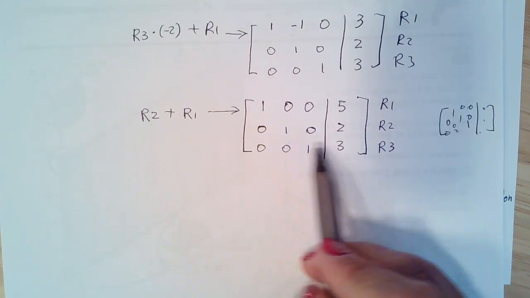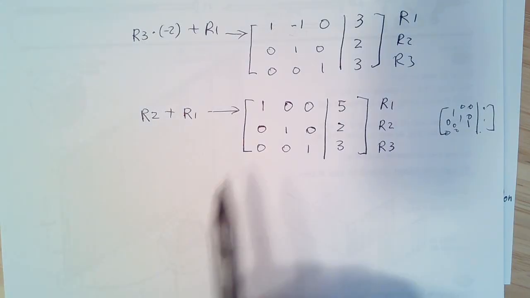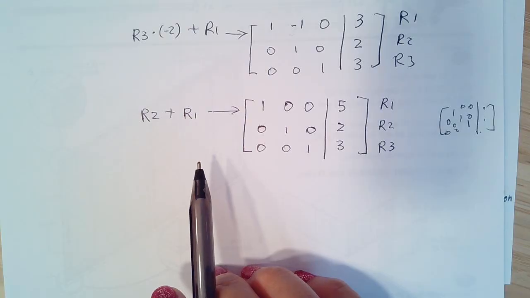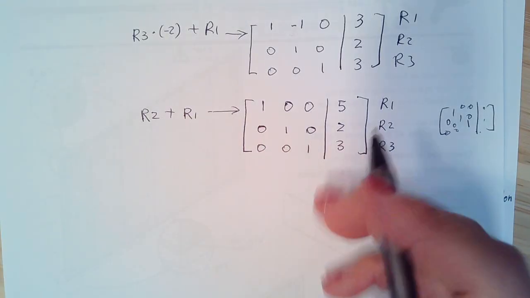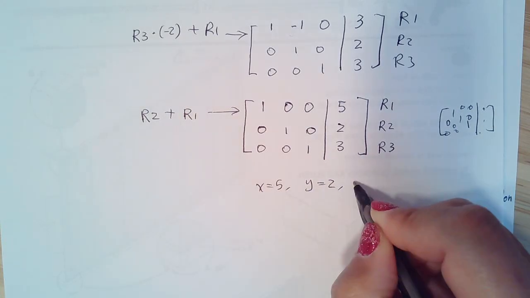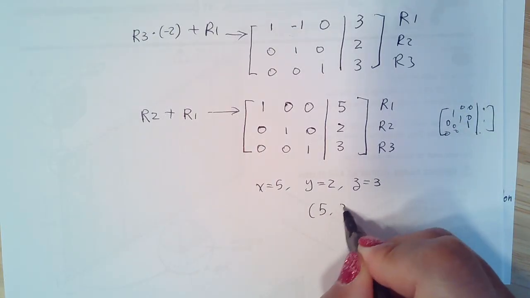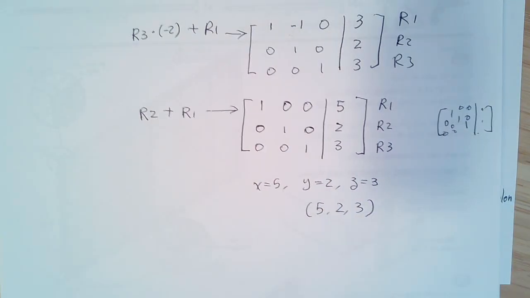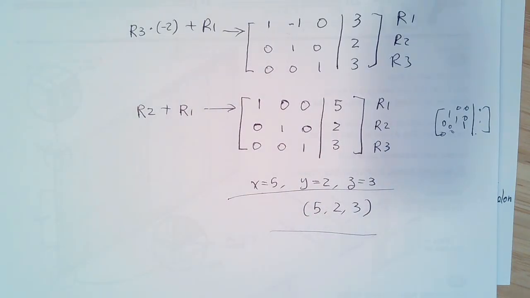Then can you rewrite that back with your x, y, z? Because remember, I use the matrix because I don't want to write x, y, z. So this one is 1x plus 0y plus 0z equals 5. So you get x equals 5. You get y equals 2. You get z equals 3. Or the other way, you can say (5, 2, 3) is your solution, because it depends on what you would like to use as your answer, but they're the same thing. Okay, you get the idea.